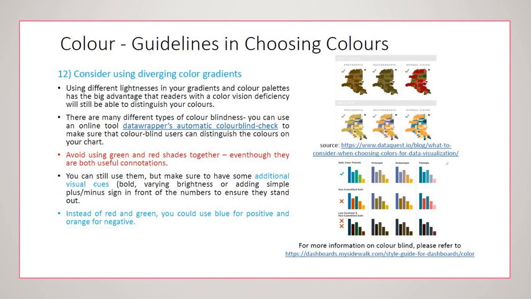Consider using diverging color gradient also. You boleh tengok lah pemilihan warna kat sini. Avoid using green and red shades together, even though they have useful connotations. You can still use them, but make sure to have some additional visual cues. Okay, bold, varying brightness, or adding simple plus minus signs in front of the numbers to ensure they stand out. Okay, instead of red and green, you could use blue for positive and orange for negative. Ini adalah pilihan warna yang sesuai lah.